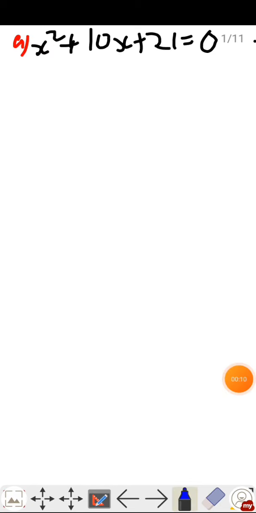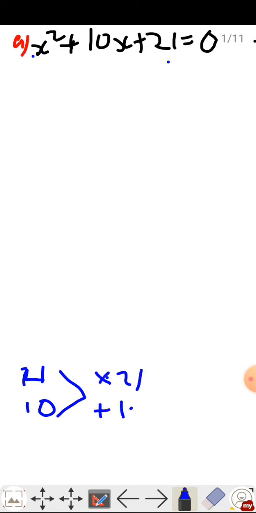Okay, so let's start by looking at x squared plus 10x plus 21 equals 0. So remember guys, you look at the coefficient of x squared, which is 1, and 21, you multiply the two, you still get 21. Then look at the number in the middle, which is 10. So now you have to look for two numbers, where when you multiply you get 21, and when you add them you get 10. So in this case it's 7 and 3.